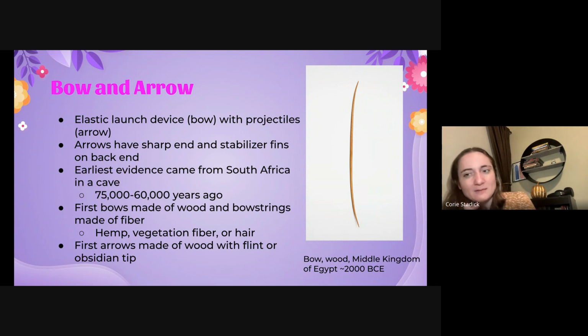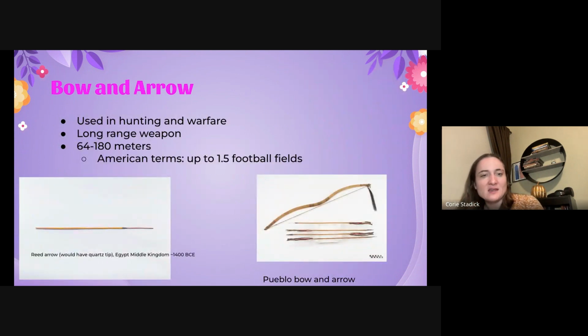The first bows were made of wood, and the bowstring was made of some sort of fiber. Typically, it was made out of hemp fiber, which was a lot of ancient ropes were made out of hemp, as well as other vegetation, fiber, or hair. The first arrows were made out of wood with flint or an obsidian tip. Obsidian is a lava rock, and it's really easy to break. And when it does break, it's really, really sharp. So they made excellent arrowheads.